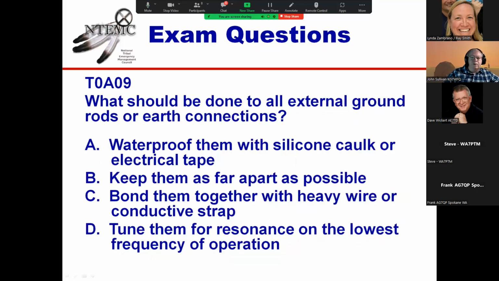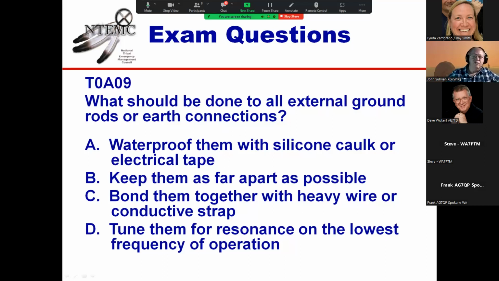All right. One more question in this section. What should be done to all external ground rods or earth connections? And we haven't really talked about that. We're going to talk about this more on towers, and maybe I should have moved this question to the tower section, but what do we want to do with external ground rods? Well, we saw that ground rod was connected to the grounding strap that went into the grounding bus on the station, in that illustration at the very beginning. Well, waterproofing them with silicone or caulk, I don't know what that has to do with anything.